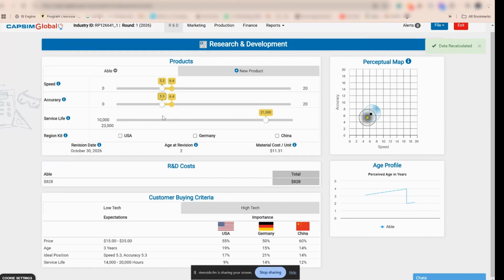So I will only have 2 months, November and December, to sell what the customer wants for 2026. That's what it means. But that's not good business. That's not good effort. Plus, I would have spent $11 million in making this change. And guess what? Every year or every round, the customer's buying criteria changes. Not everything, but two main things change: the ideal position and the service life.